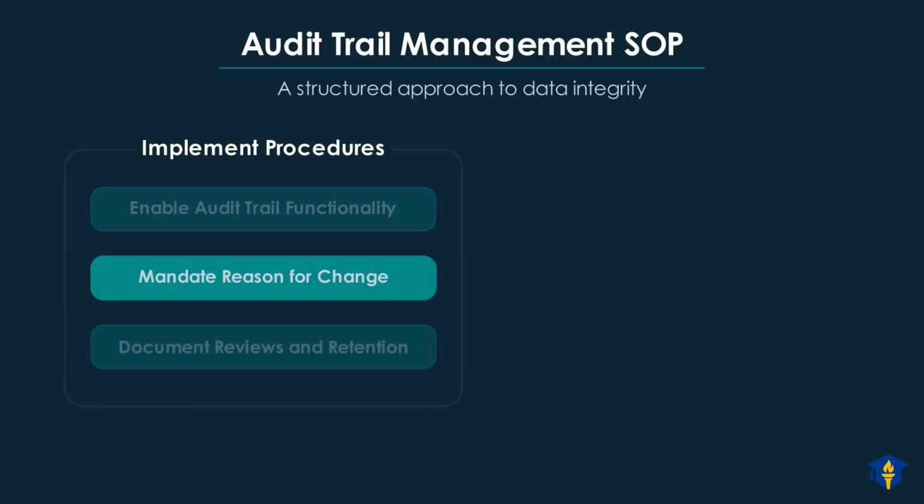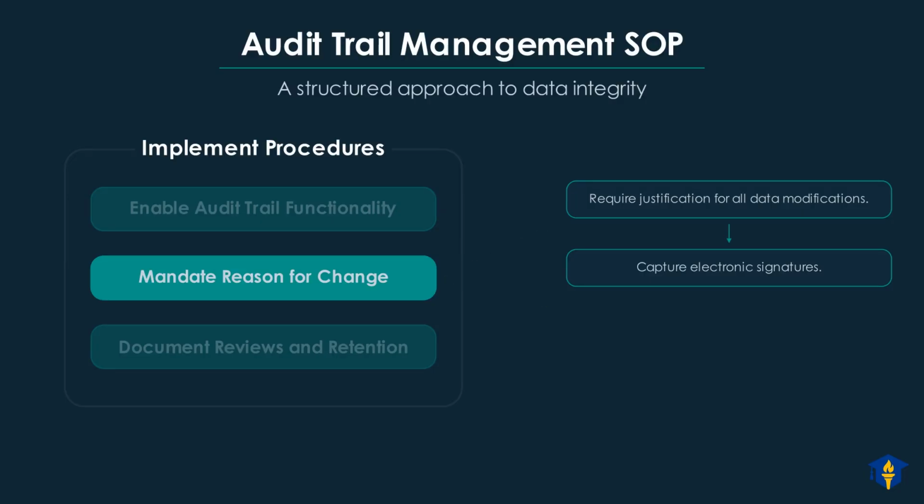A major step is to mandate a reason for change for any data modifications. This requires users to provide justification for all alterations to data records. It also involves capturing secure electronic signatures for every significant change.